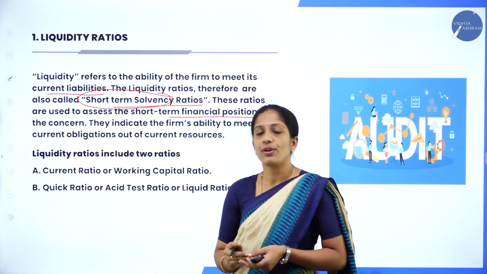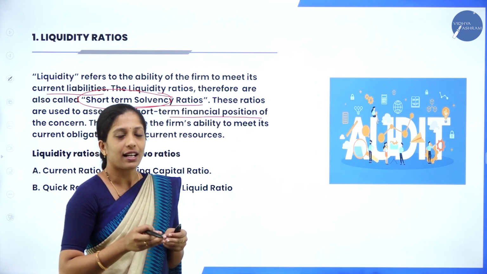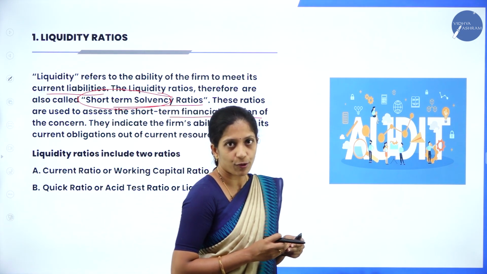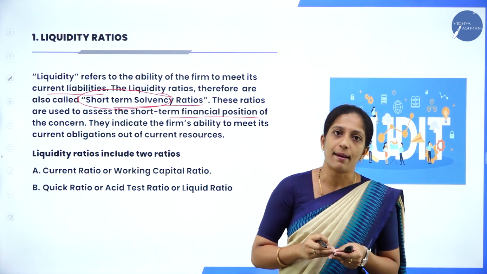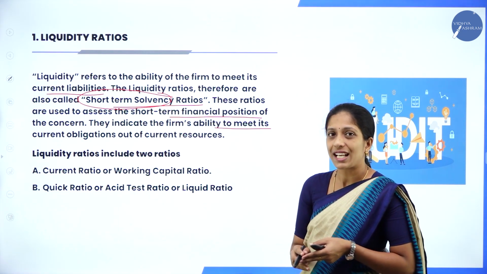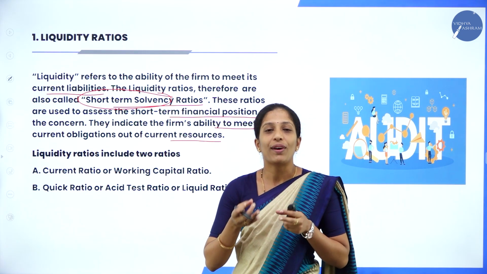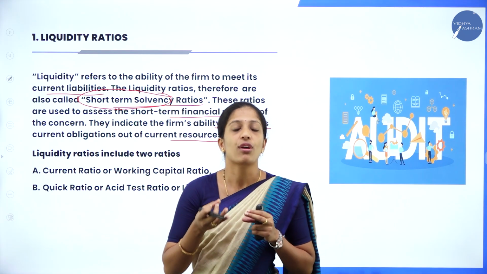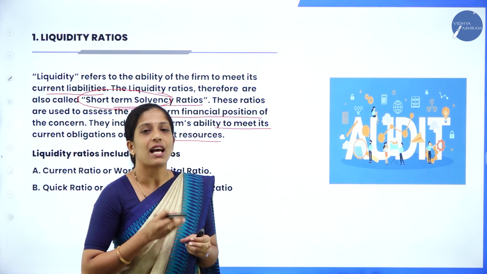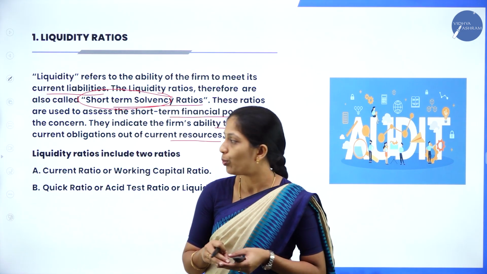So I have already told you. Here we are going to see whether the firm is in a position to repay the current liabilities or not. They indicate the firm's ability to meet its current obligations out of the current resources. So whether we have a sufficient amount of current assets to repay the current liability which has to be repaid within 1 year.